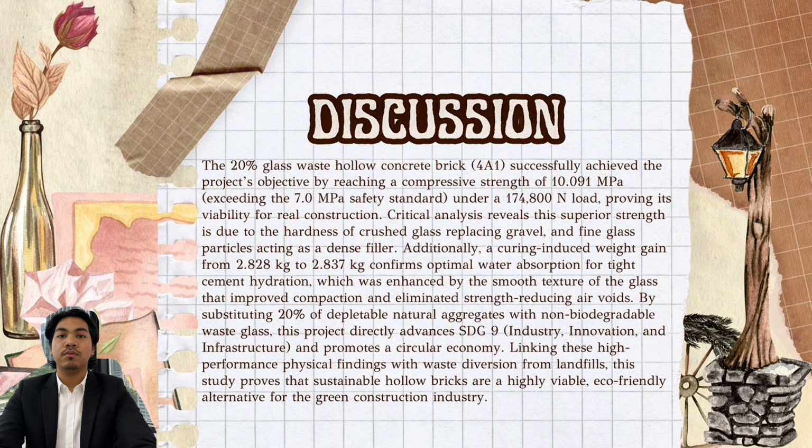By substituting 20% of depletable natural aggregate with non-biodegradable glass, this project directly advanced SDG 9 industry, innovation and infrastructure, and promoted a circular economy. Linking this high-performance physical finding with ways of diversion from landfills, this study proved that sustainable hollow bricks are a highly viable, eco-friendly alternative for the green construction industry.